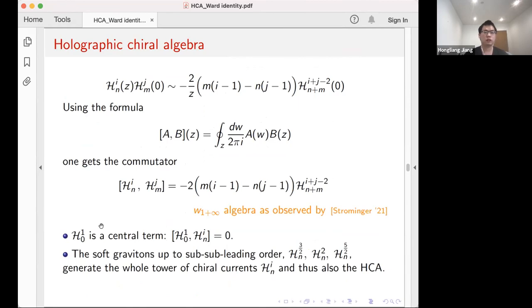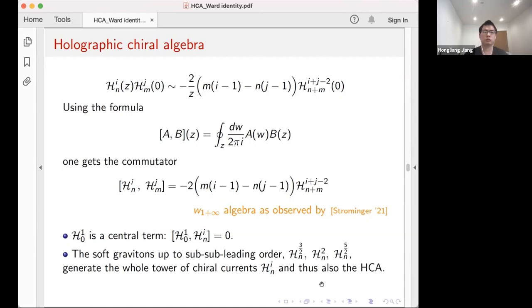Here, I just want to emphasize two things. The first is that this H^{1,0} is a central term, because the commutator here is zero. This coefficient is zero. And secondly, it's easy to see that H^{3/2}, H^{2}, and H^{5/2} generate a whole tower of chiral currents. For example, if I and J are 3/2, then we get I plus J minus 2 is 1. So we can repeat taking commutators and get all the rest of these H^{i,n}. So this means that this holographic chiral algebra is generated by soft gravitons up to sub-subleading order.